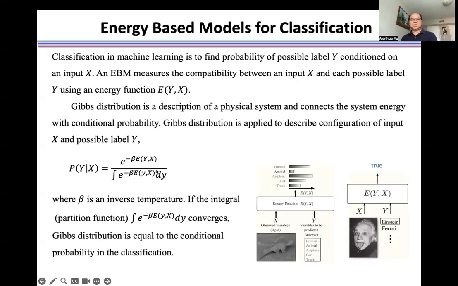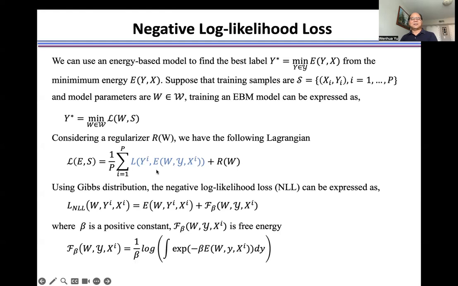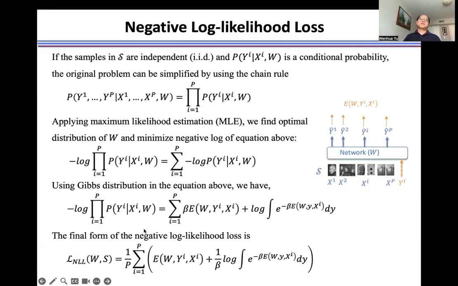We take this Gibbs distribution, we take a log, negative log. We got this formulation here. This part is a free energy. Beta is a positive constant. This is for the general case.